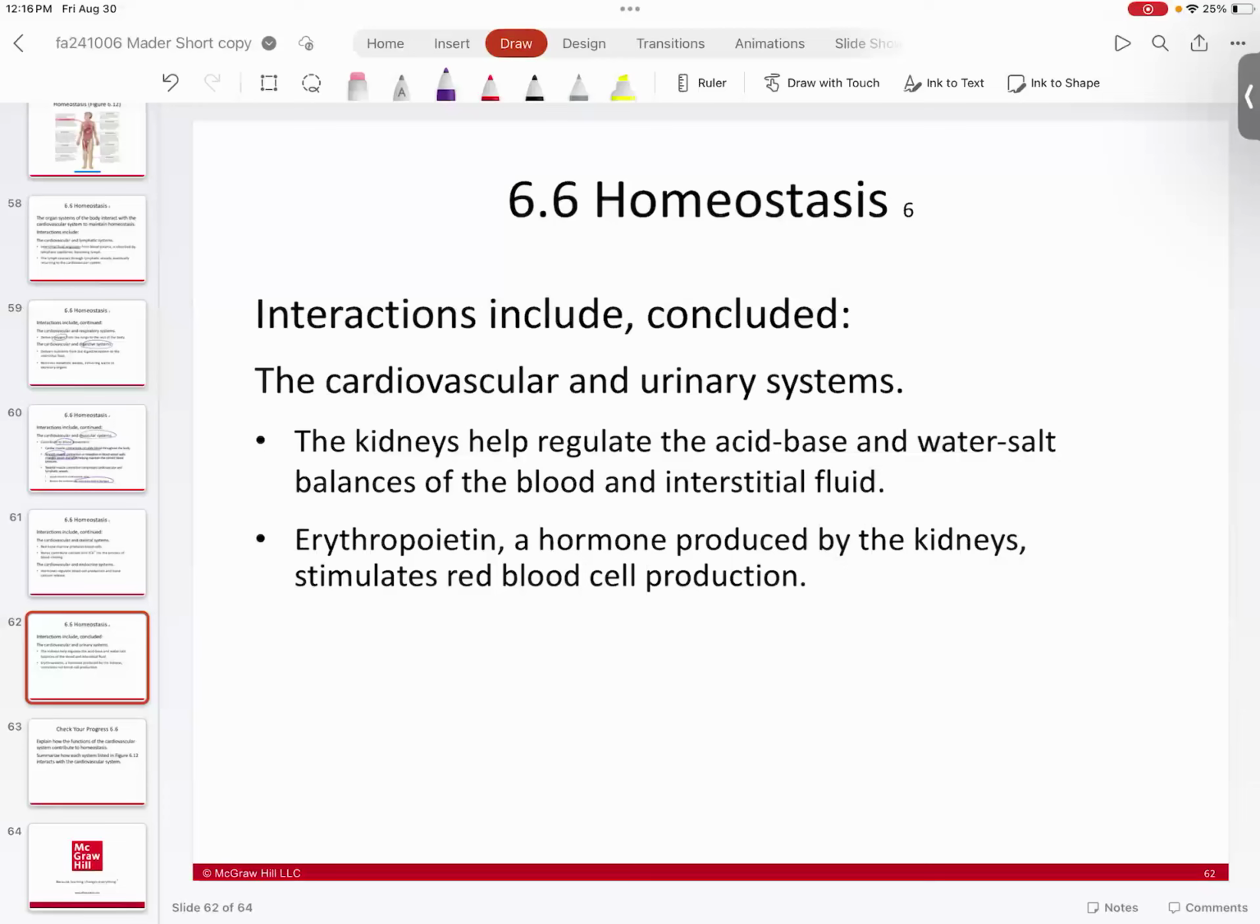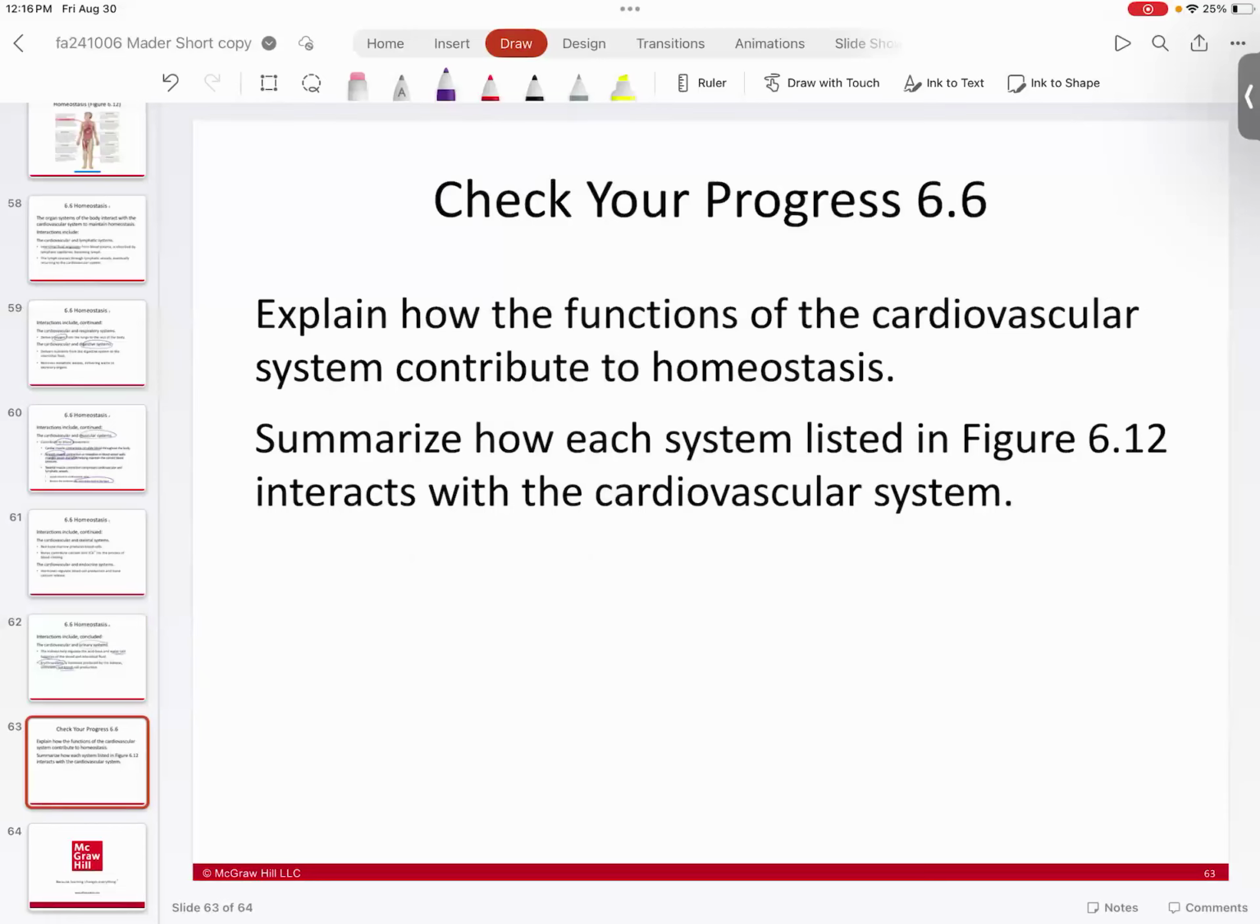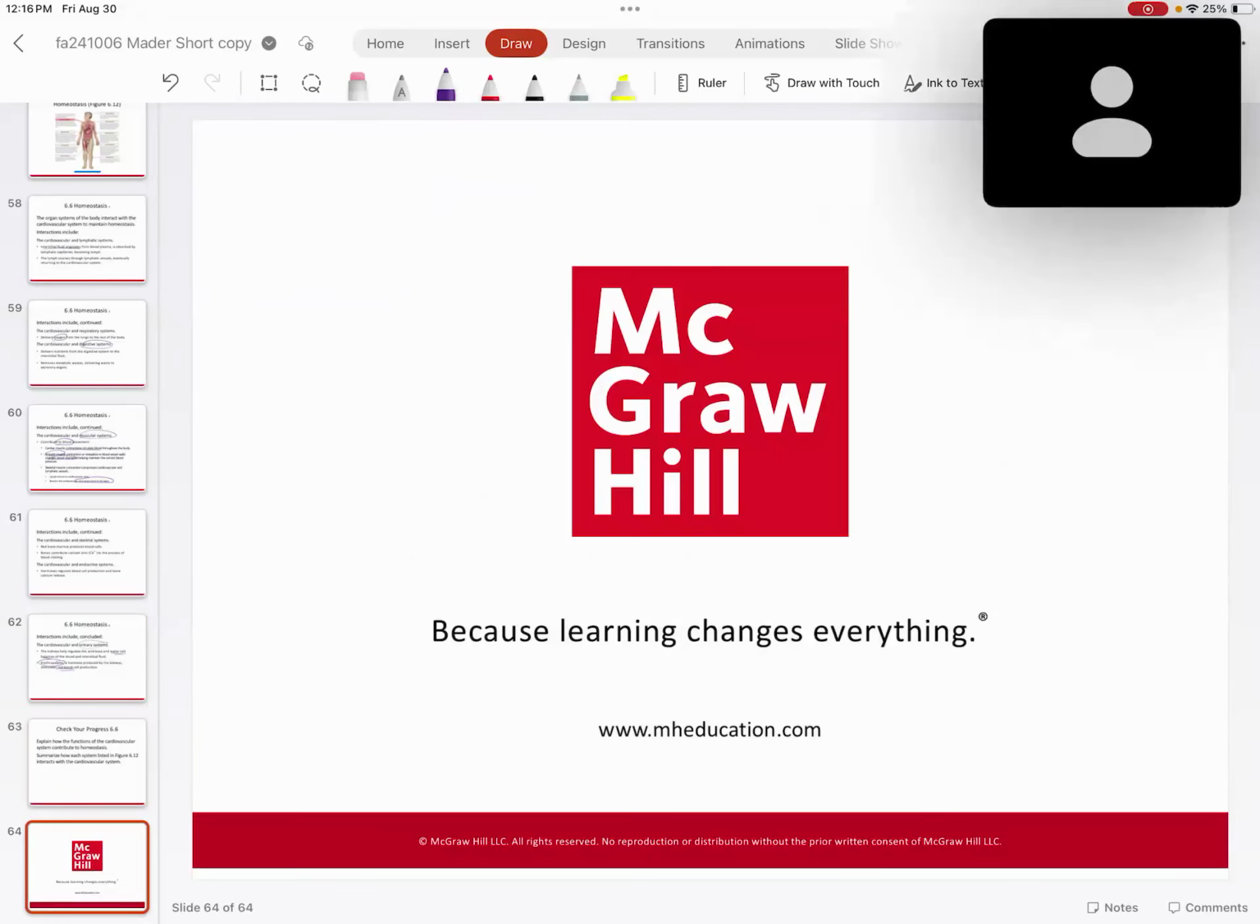And then, of course, the urinary system allows us to maintain salt-water balance and osmotic balance. This is also where erythropoietin comes from, the hormone that tells the bone marrow to produce red blood cells. And so that is basically the lump sum of chapter 6.